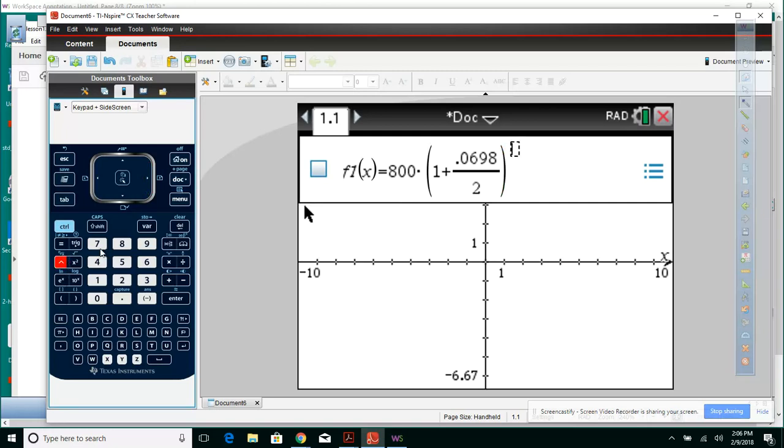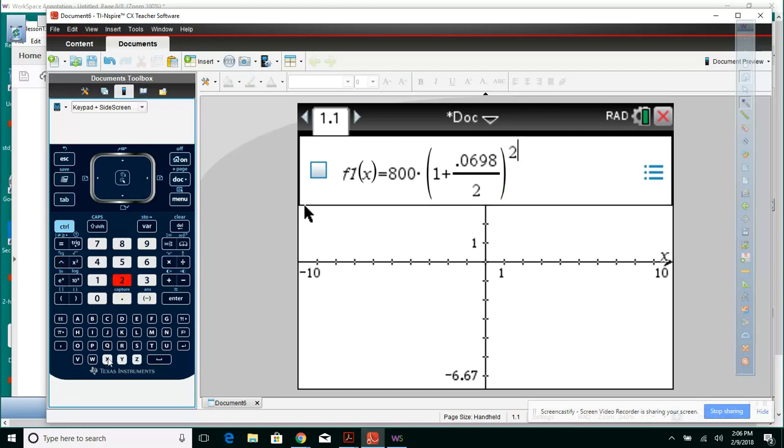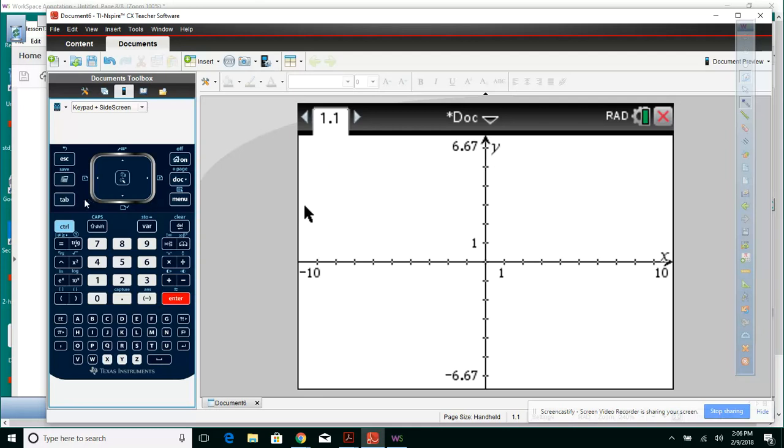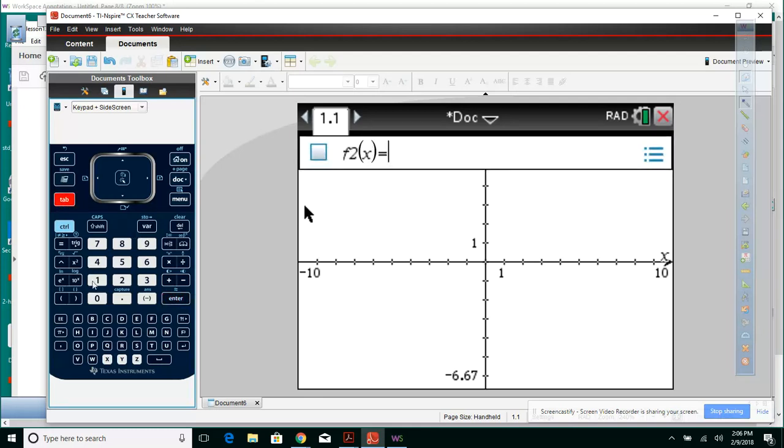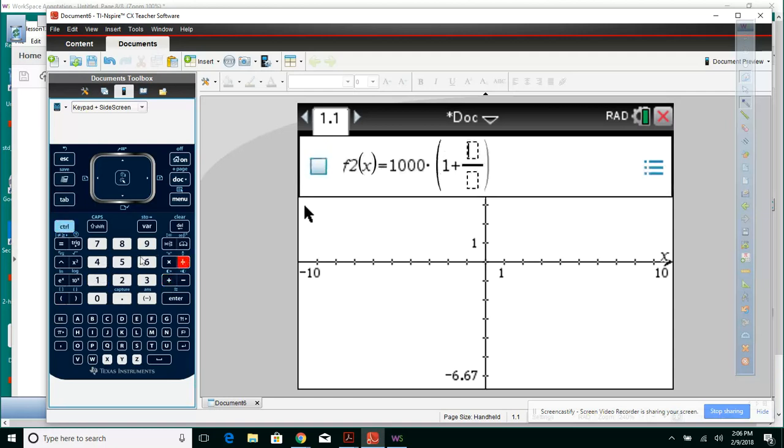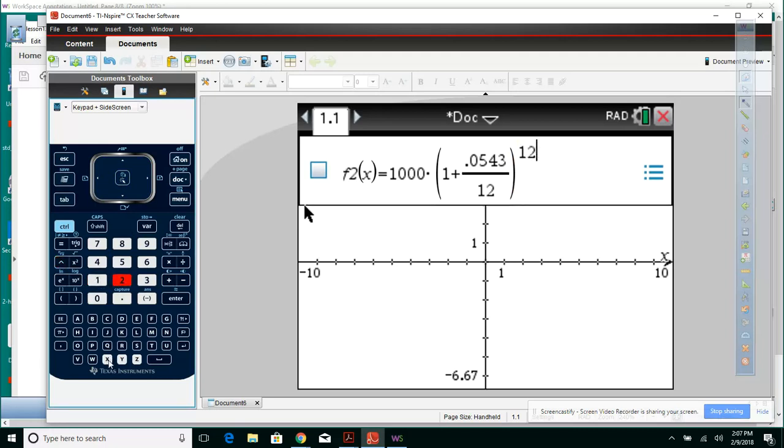Caret 2x. All right, let's press enter. That worked. Press tab. And then we got 1,000 times open parentheses 1 plus 0.0543 over 12. And we're going to go caret 12x. We've got to use x because we're graphing, not t.